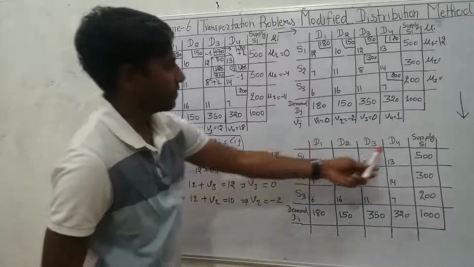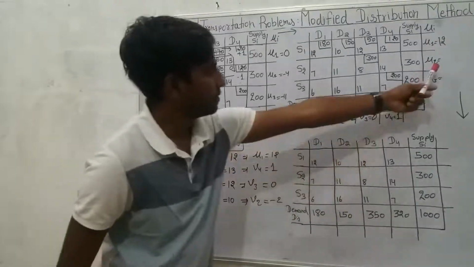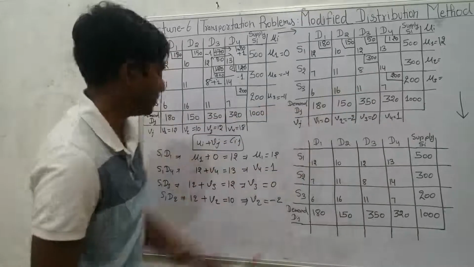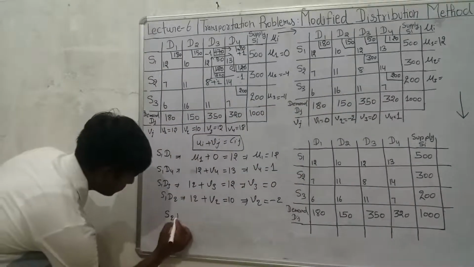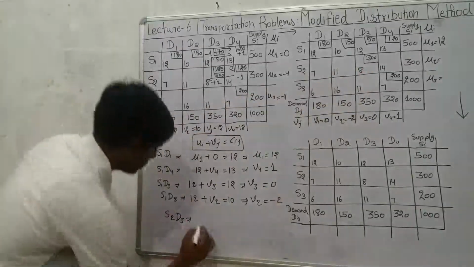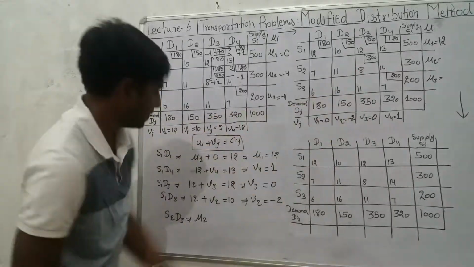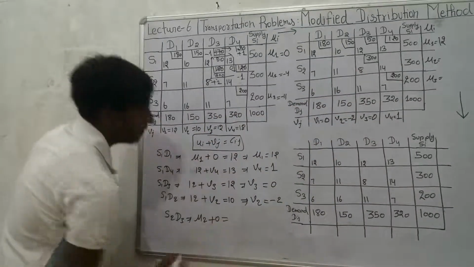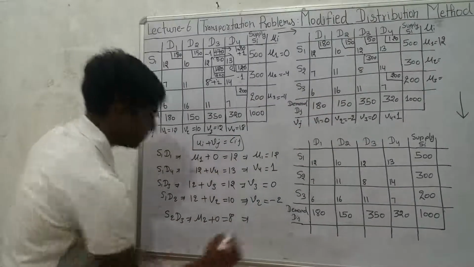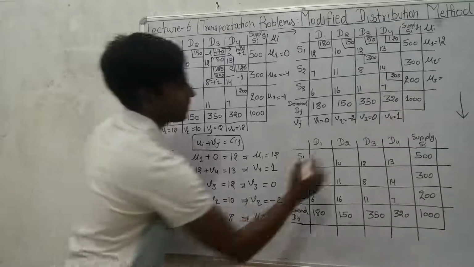Now we need to calculate the values of u2 and u3. So consider any occupied cell in this row. It is this one, S2D3. For S2D3, what is the value of u2? We have to calculate it. What is the value of v3? It is 0. And what is the value of cij? It is 8. So u2 would be equal to 8 minus 0, which means 8.